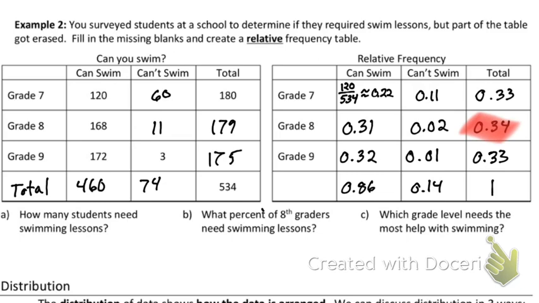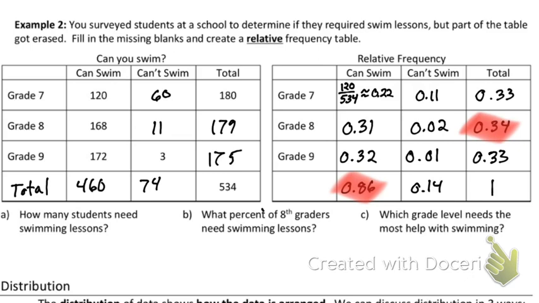Yes? Shouldn't it be 0.85 for this one? Yeah, if I just added these straight up, but if I actually do 460 divided by 534, I'd get 0.86. So that was also one of those that they add to something different, which means you can either go back and adjust it, or you can leave it as 0.85 and 0.14, which would change this one to 0.99, which isn't a problem.